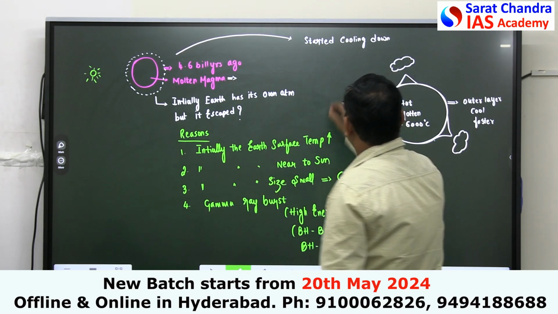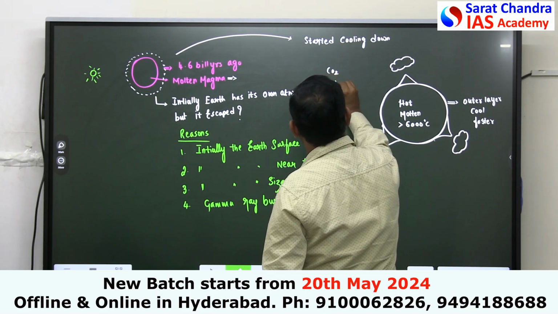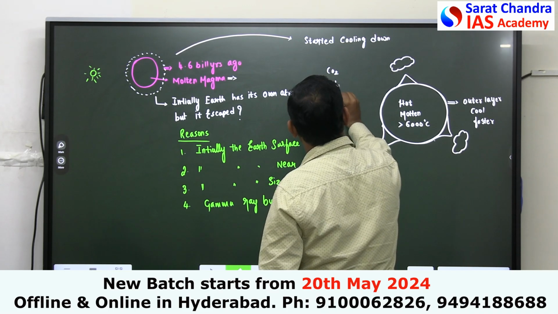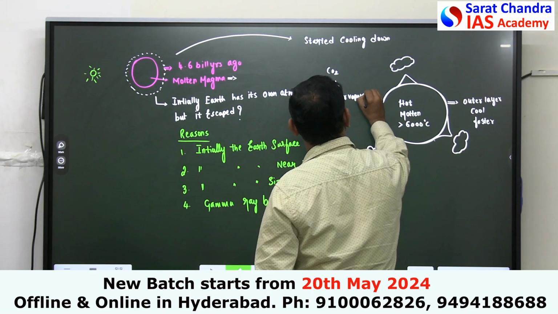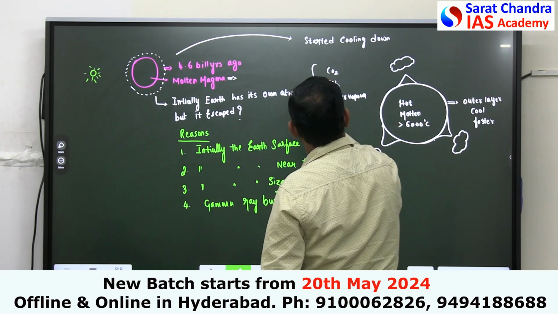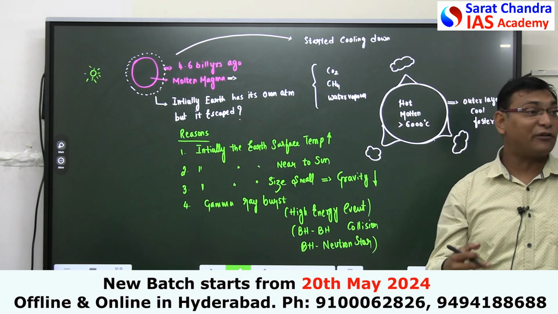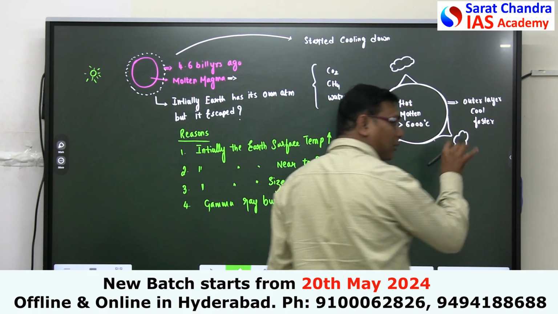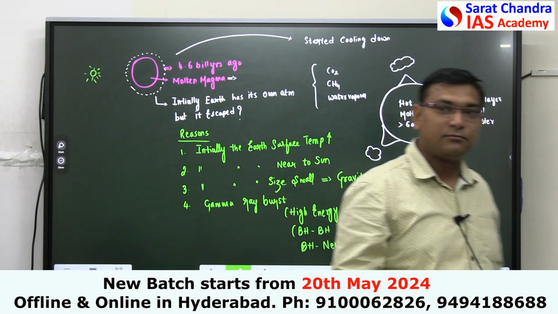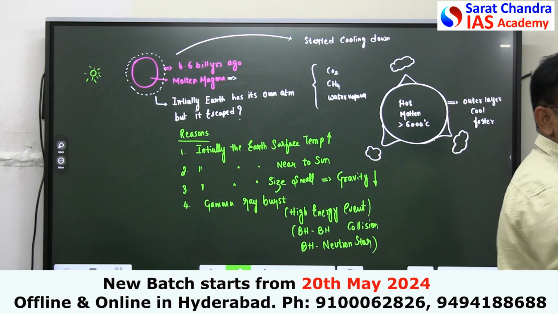These gases are carbon dioxide, methane, water vapor, etc. But the highest was water vapor. Point clear? And this water vapor goes up and forms the clouds.